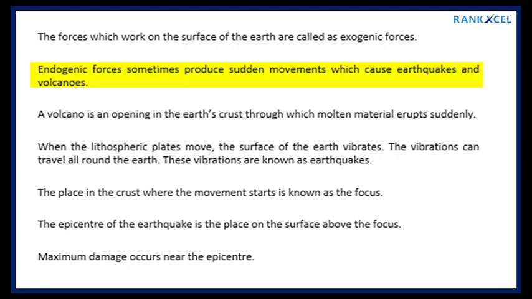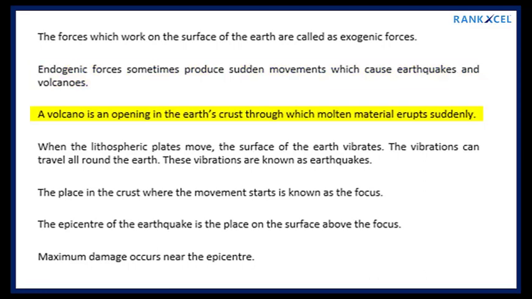Endogenic forces sometimes produce sudden movements which cause earthquakes and volcanoes. A volcano is an opening in the Earth's crust through which molten material erupts suddenly. When the lithospheric plates move, the surface of the Earth vibrates. The vibrations can travel all around the Earth. These vibrations are known as earthquakes. The place in the crust where the movement starts is known as the focus. The epicenter of the earthquake is the place on the surface above the focus. Maximum damage occurs near the epicenter.